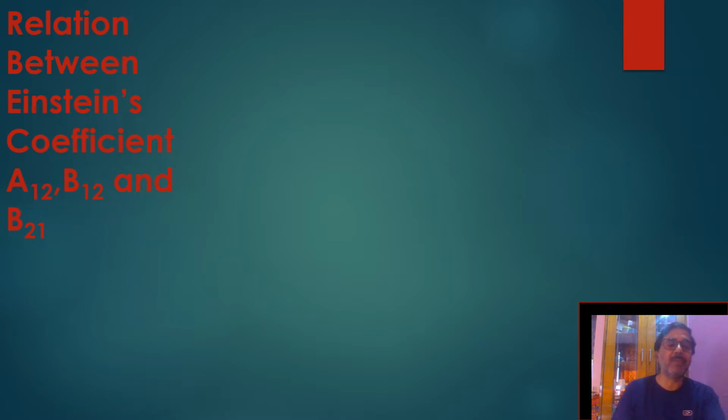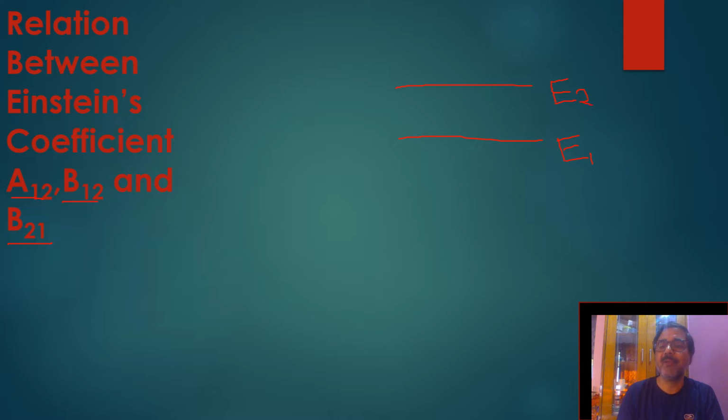So we have three types of coefficients. First coefficient is called A12, second is called B12, and third is called B21. Just to review: we had taken two energy states. First we called the ground energy state E1, and the other, the excited state, we called E2, and in E1 and E2 we have N1 and N2 number of atoms respectively.